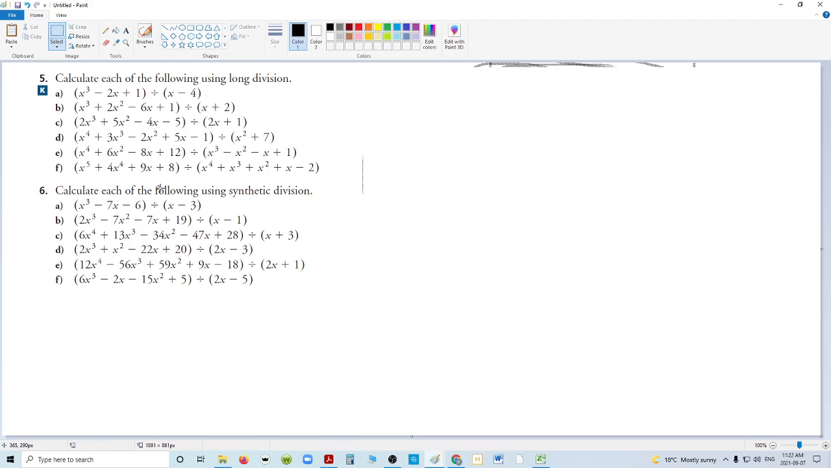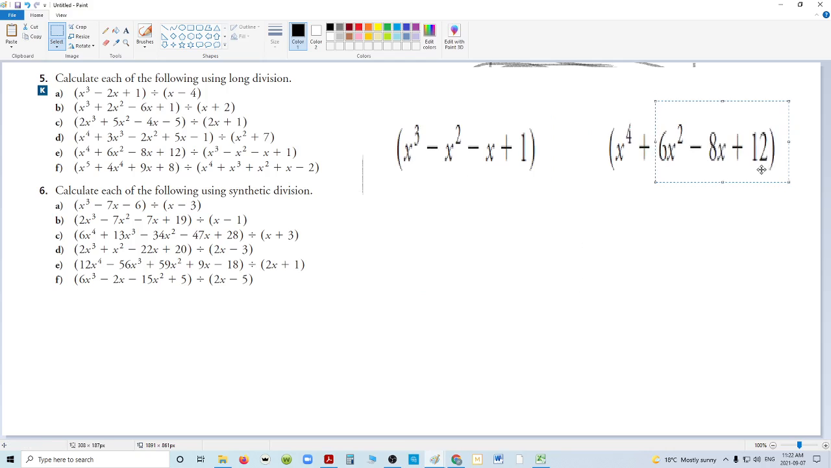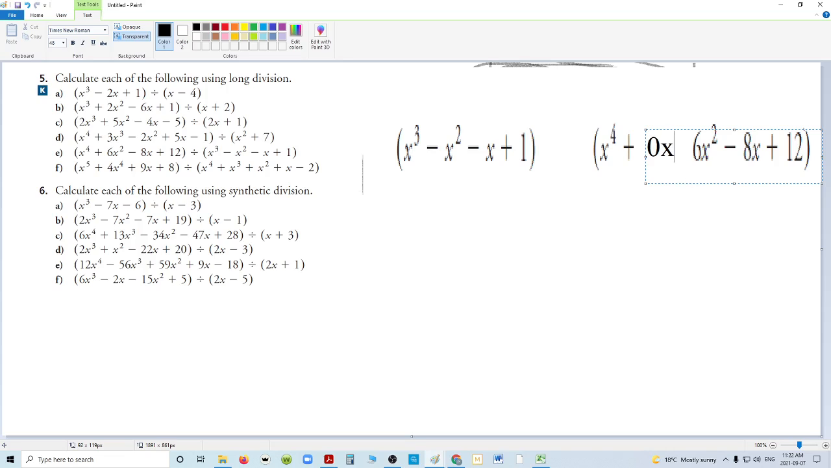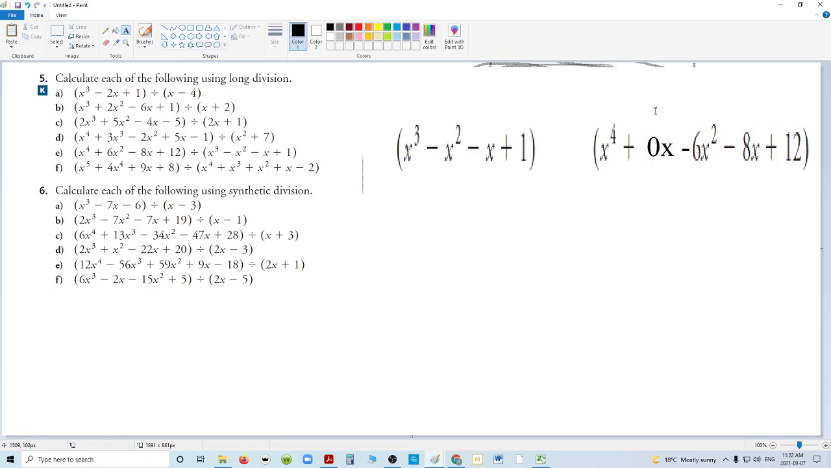All right, moving on. This one's missing some terms. Notice how big the divisor is too. Okay. And what's missing? It's missing an x cubed. So you've got to put in a plus 0x cubed. And make sure that your 6 actually has a minus in front of it. There we go, 3. Now you put up your division bar.